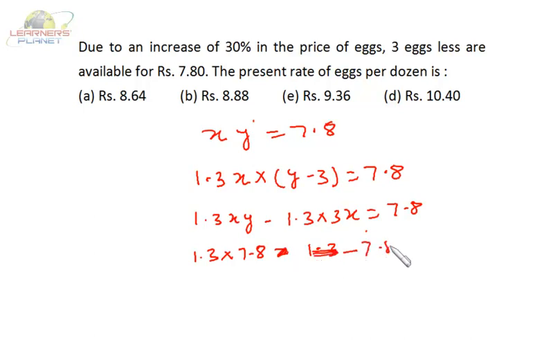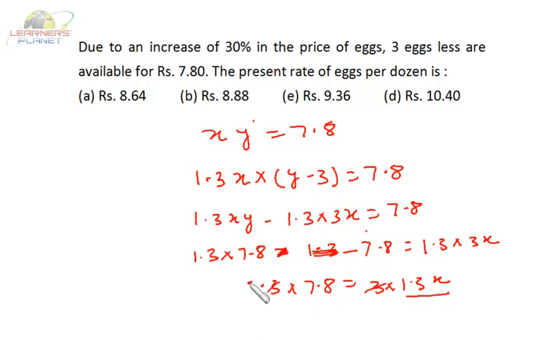Now this xy is 7.8, so I put over here 1.3 into 7.8 minus 7.8 is equal to 1.3 into 3x. Let's take 7.8 as common. So we are left with 1.3 minus 1, that is 0.3 into 7.8 is equal to 3 into 1.3x. Now we have to find out the increased price per dozen, that is 1.3x. So it is 0.1 into 7.8, that is 78 paisa. So 1.3x is equal to 78 paisa. That means per egg is 78 paisa. For 12 eggs we need to pay 9.36 rupees.